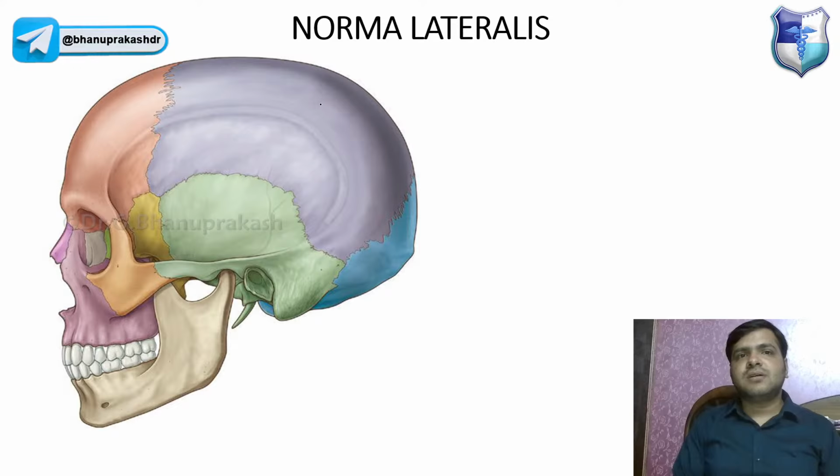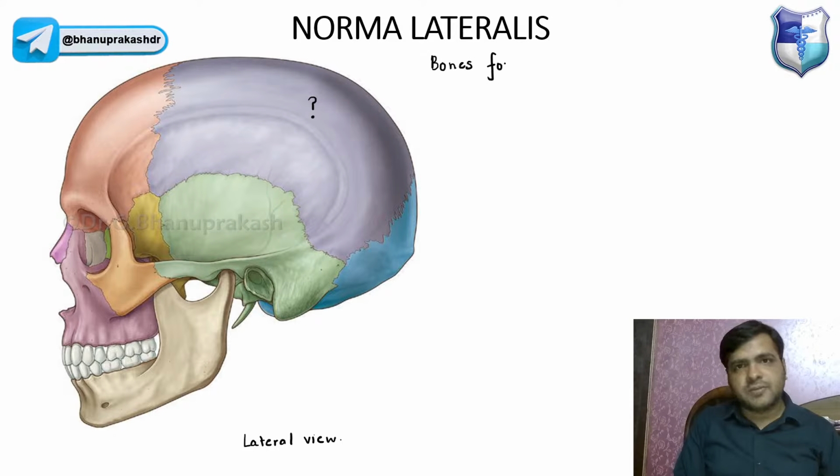Let us start with this particular view. The Norma Lateralis, basically what view it is, guys. You already know this is the lateral view or the side view. Now you guys are going to tell me which all bones you can see. Can you please tell me the name of this bone which I have marked over here? The very first thing that we are going to discuss is the bones forming it.